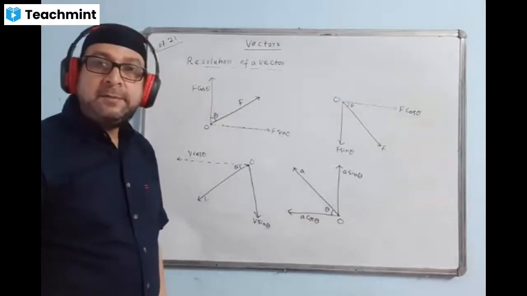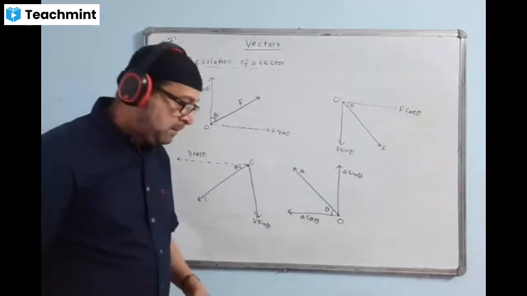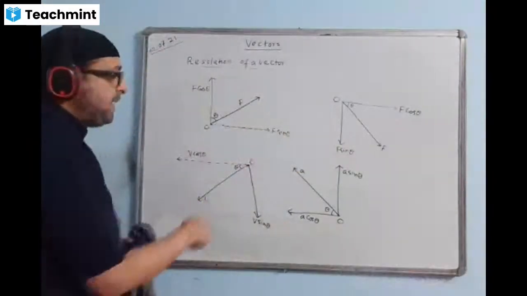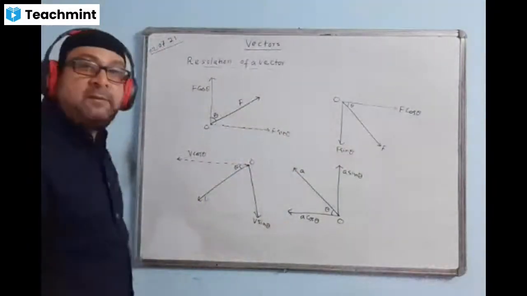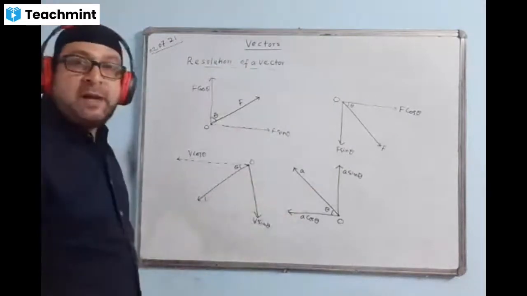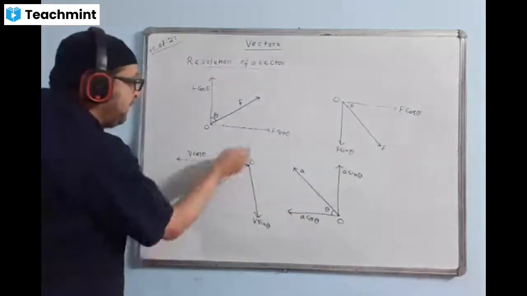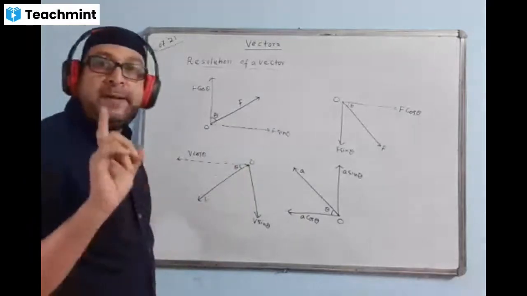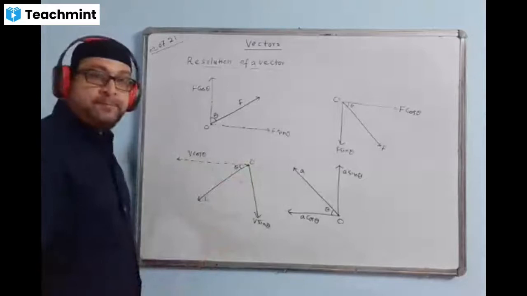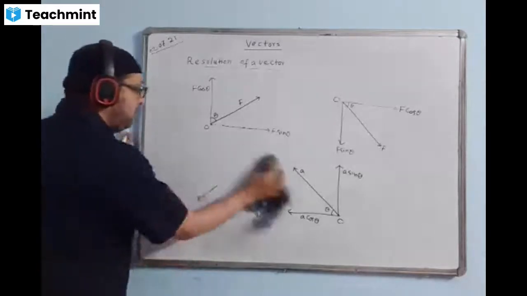You understood what I said? Whichever component makes the angle with the vector will always come in the cos form, and the other component will come in sine form. And one component and the other component will always be perpendicular to one another, always a 90-degree angle between them.